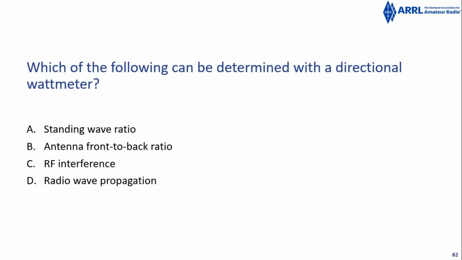Which of the following can be determined with a directional watt meter? Let's see. Antenna front to back ratio. That's what it sounds like. Oh, I'm sorry, I'm thinking of the field strength meter. A directional watt meter you would use to measure forward and reflected power, standing wave ratio.